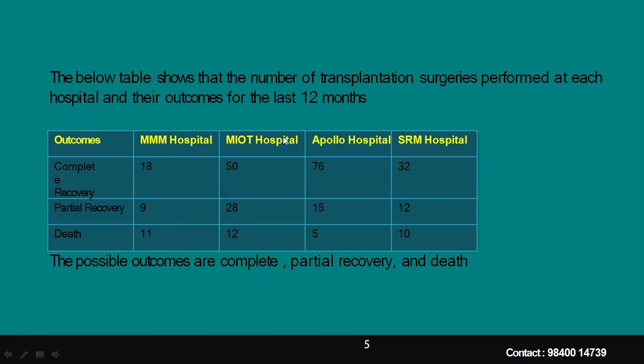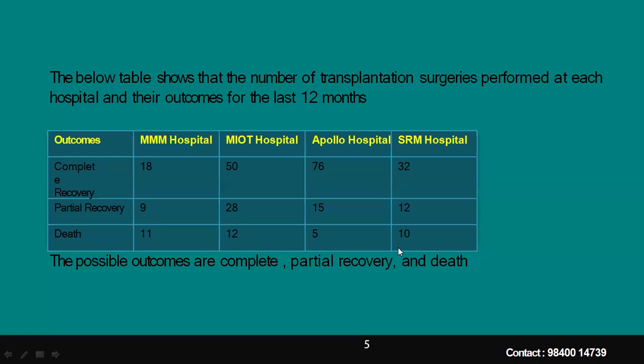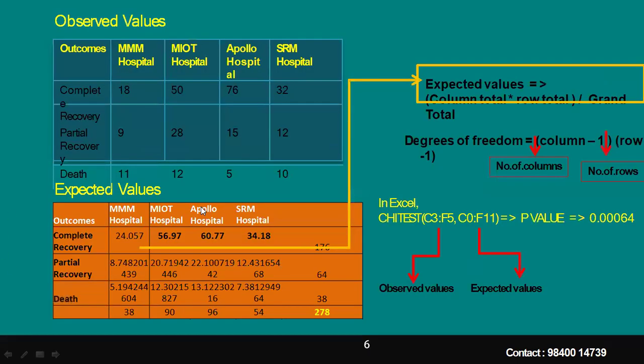So basically we want to find out whether any association exists between the outcome and hospital. Here we assume that there is no association between outcome and hospital. The alternative: yes, there is an association between outcome and hospital. Obviously, the quality of the hospital also matters. So that is the one we need to conduct the test. So we conduct the test, the same values I just wrote down here.